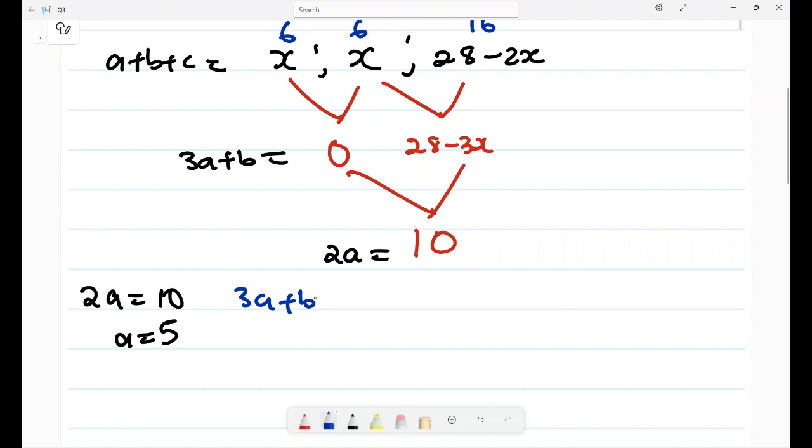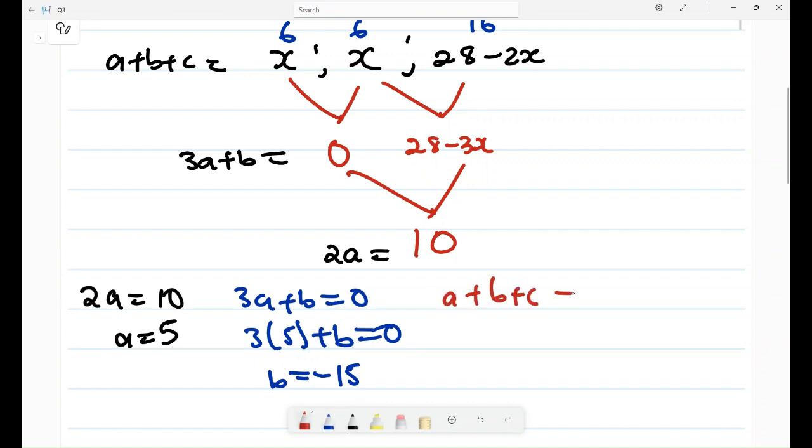3a plus b is equal to 0. But what is a? It is 5. So 3 times 5 plus b is equal to 0. Therefore b is equal to negative 15. Then a plus b plus c is equal to how much? The first term here is 6 in this case. What is a? 5 minus 15 plus c is equal to 16.